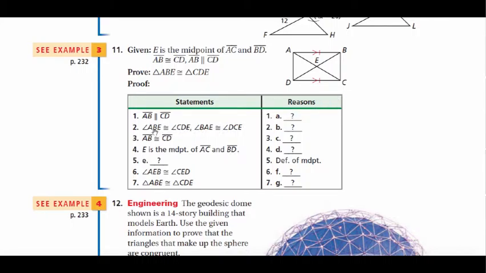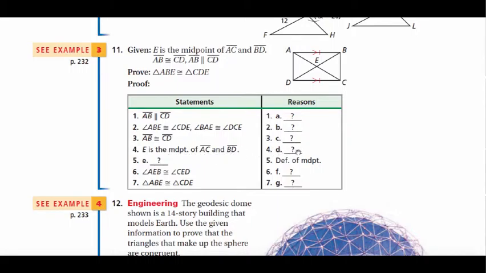I can say that angle ABE is congruent to angle CDE because of the alternate interior angle theorem. Also, I can say that BAE is congruent with DCE by the alternate interior angle theorem. So 2B is the alternate interior angles theorem. AB is congruent to CD. How do I know that? It's given. E is the midpoint of AC and BD.